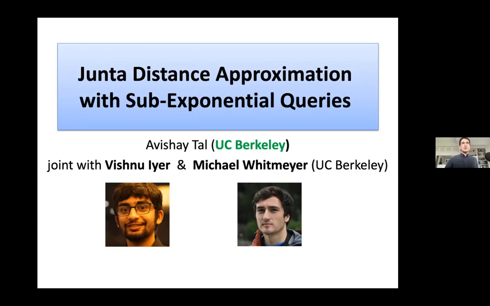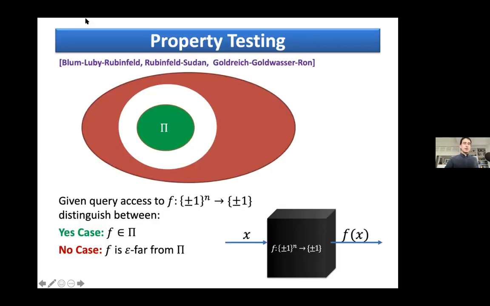Okay, so this is about junta distance approximation. And in particular, this is a talk about property testing. So let's start with some background. Property testing is a widely used notion. You're given some query access to, let's say, a Boolean function f that sits inside a black box, and you can query this black box on any particular input, and you want to distinguish whether the function has some property pi, or whether the function is far from having the property pi, namely that it's epsilon far from every function that satisfies pi.